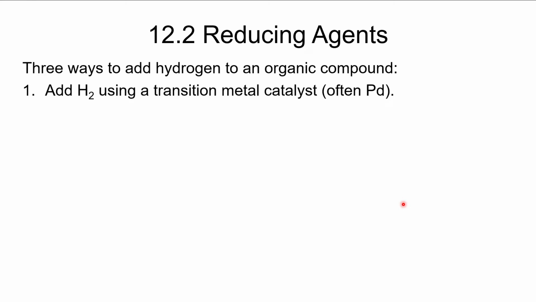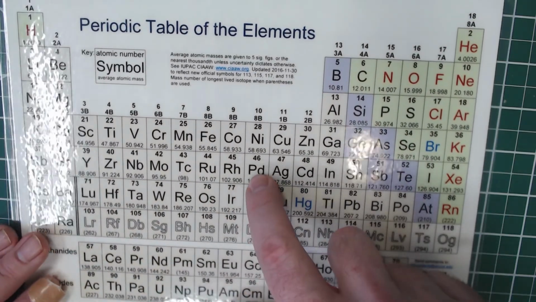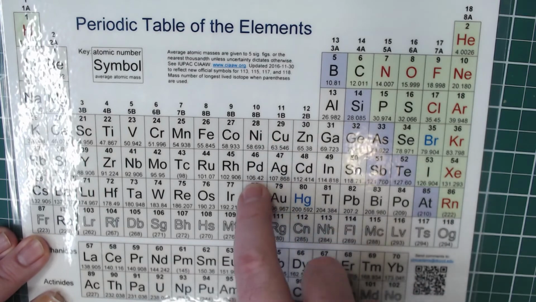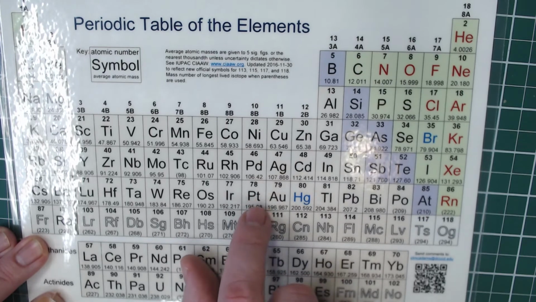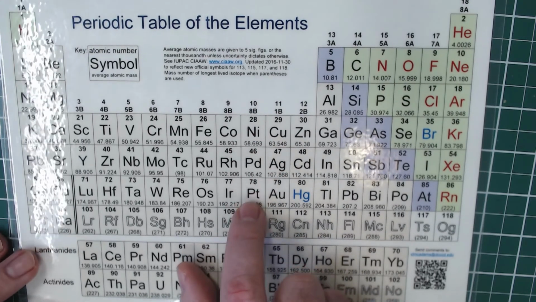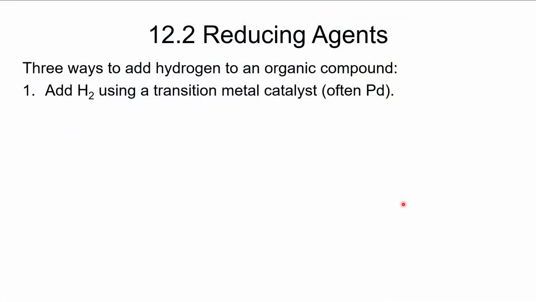We'll find that there are 3 ways to do it. One way is to use just regular hydrogen with a transition metal catalyst. Often that transition metal catalyst is going to be palladium, but there are a couple of others that are possible. And I'll show you on the periodic table where those are, just real quick. All right, so here is palladium. Sometimes we'll find that platinum and nickel are also going to be good at doing this. There are some others that have activity with this, but we'll find that nickel, palladium, and platinum are going to be pretty good bets for catalyzing these reactions.